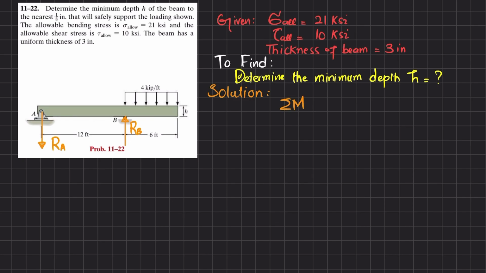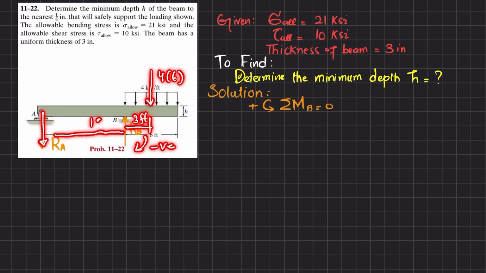The first equilibrium condition is that the sum of all moments about point B is equal to 0, taking the counterclockwise moment as positive. About point B, the first moment will be due to this distributed load converted into a point load. It will be 4 into 6 acting at 3 feet, and this is producing clockwise, so it will be negative. The second moment will be RA into perpendicular distance 12 feet, producing counterclockwise. Their sum must be equal to 0.